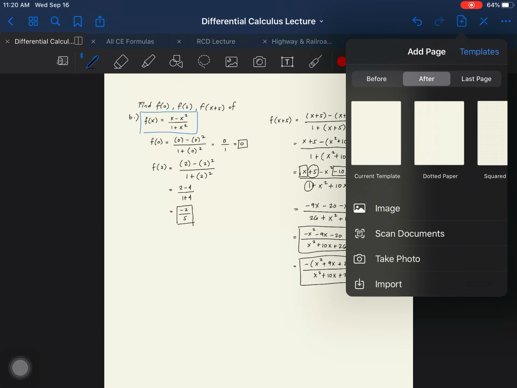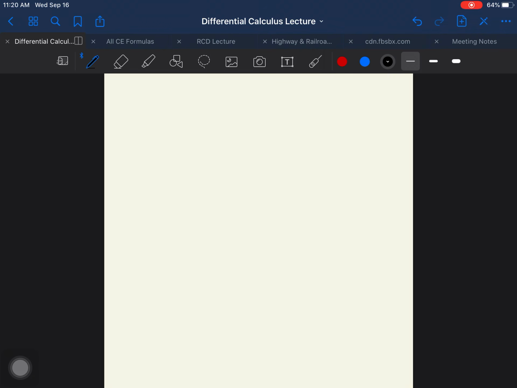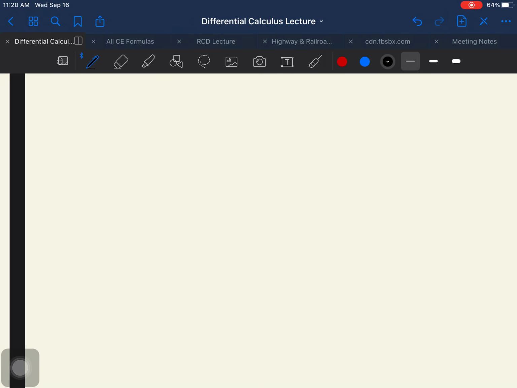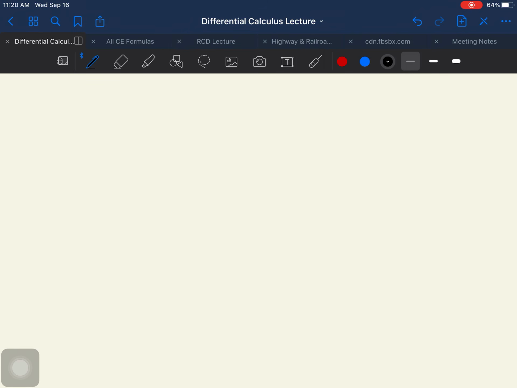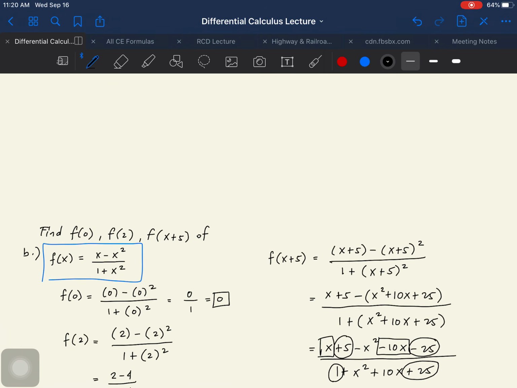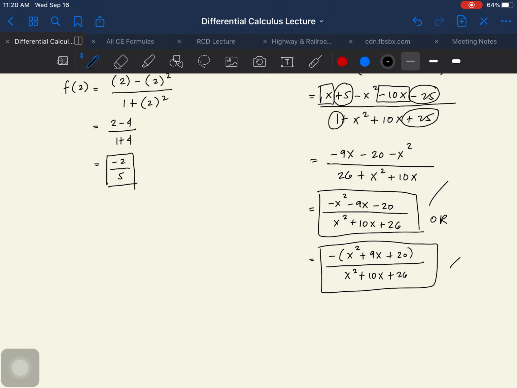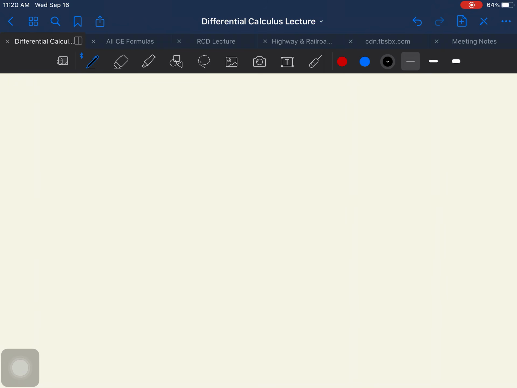Now let's go to the last one. So let's put another extra piece of paper. What is the last problem? We have letter C.